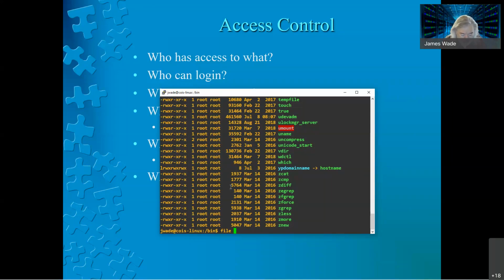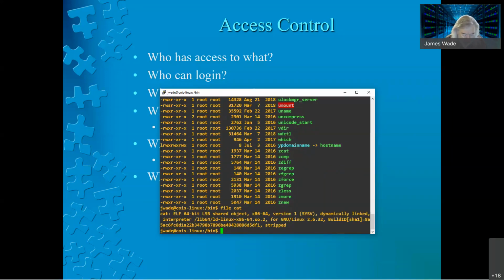But if I go file, okay, and let's type in cat. Look at this. See how it says it is a 64-bit shared object, dynamically linked. Okay, look at this. It's linked to a library. And then it says build. It gives us a build. This is a binary file. Let's see what happens when I cat it. And actually, let's do a different one.